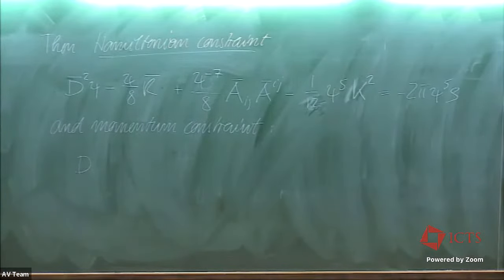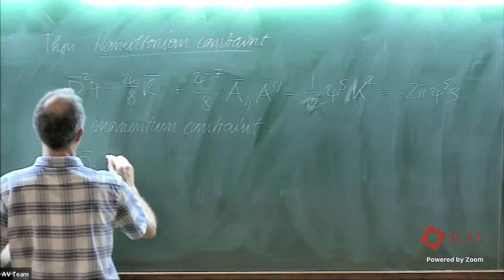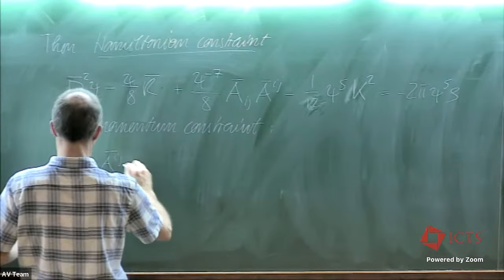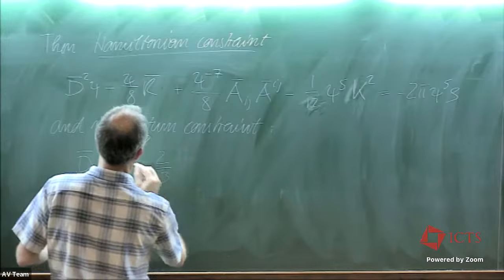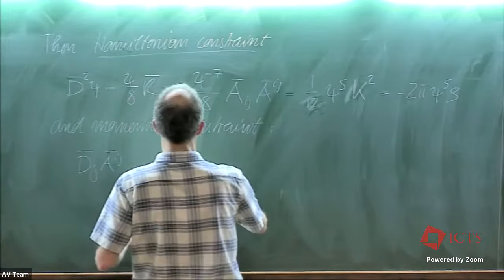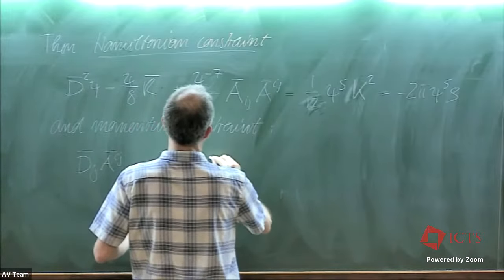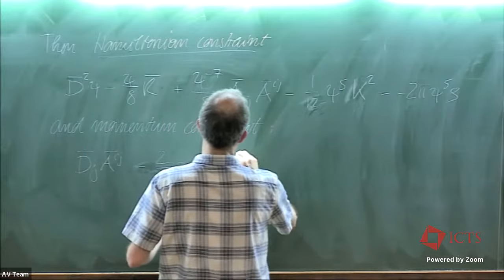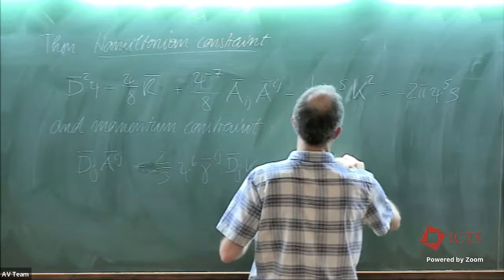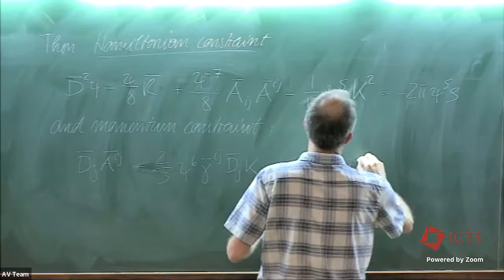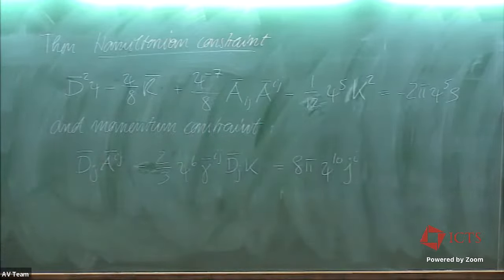Because of this scaling, this becomes quite simple. So we immediately get an equation for the conformal divergence of A_ij. And now we get an extra term from the second term in the equation, which is 2/3 psi to the 6th times gamma ij bar d_j K equals 8 pi times psi to the 10 j_i. Okay, so those are now our two constraint equations.